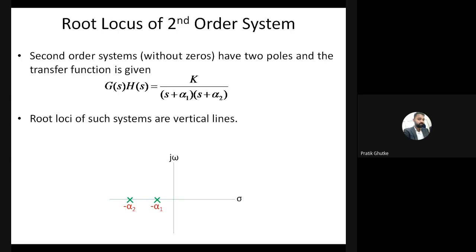This type of numericals we have seen already. So like this, the root locus will be in vertical form. In case there are zeros in your transfer function, your root locus will be a horizontal line. And in case where there are two poles, your root locus will be in the vertical direction.